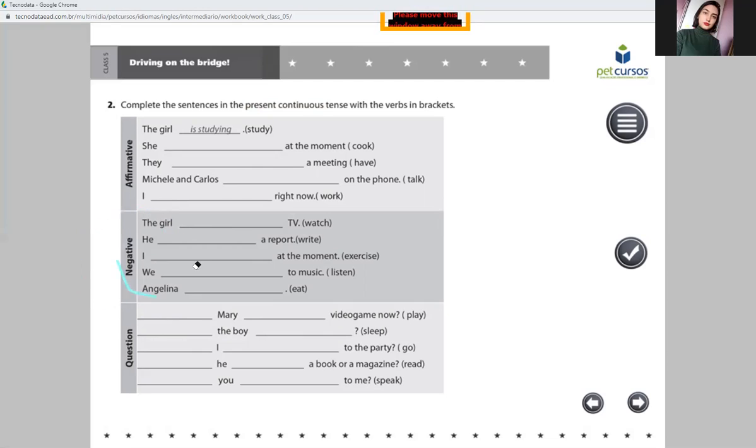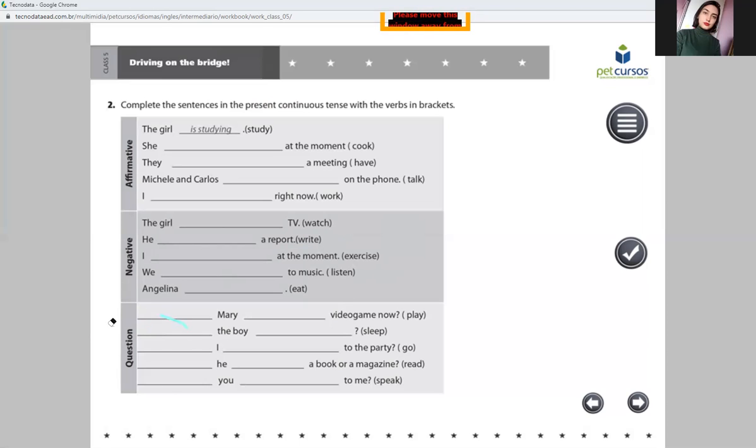Now the negatives. The girl isn't watching. Isn't watching. ING, right? She isn't writing a report. I'm not exercising at the moment. We aren't listening to the music. Angelina isn't eating. Yeah, isn't eating.